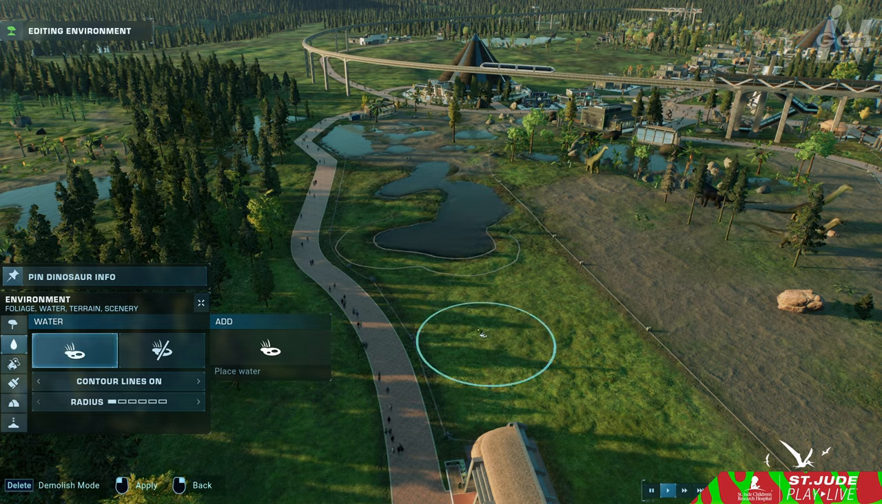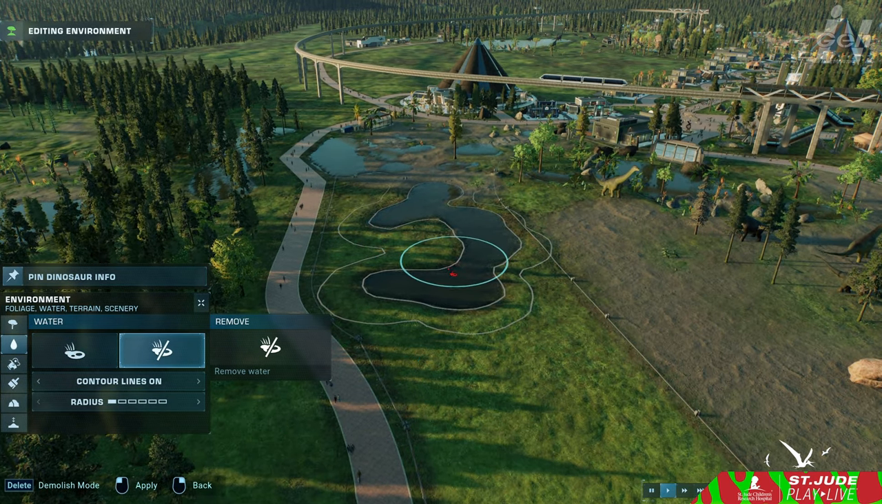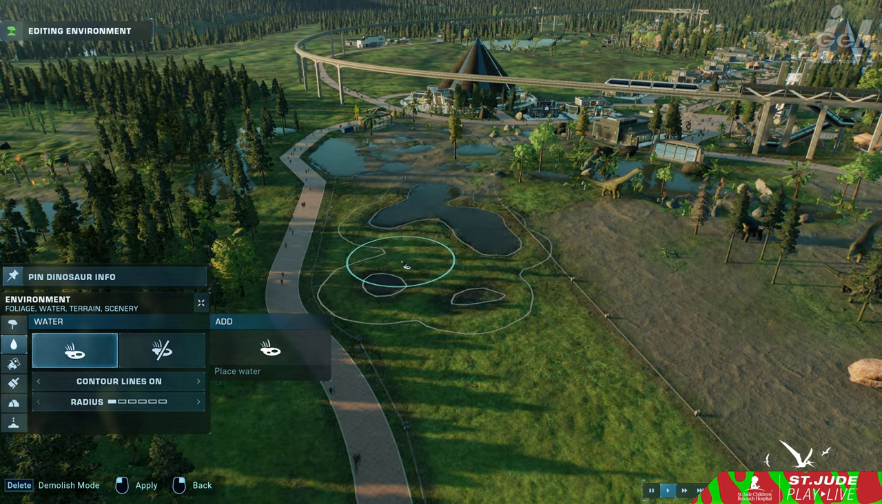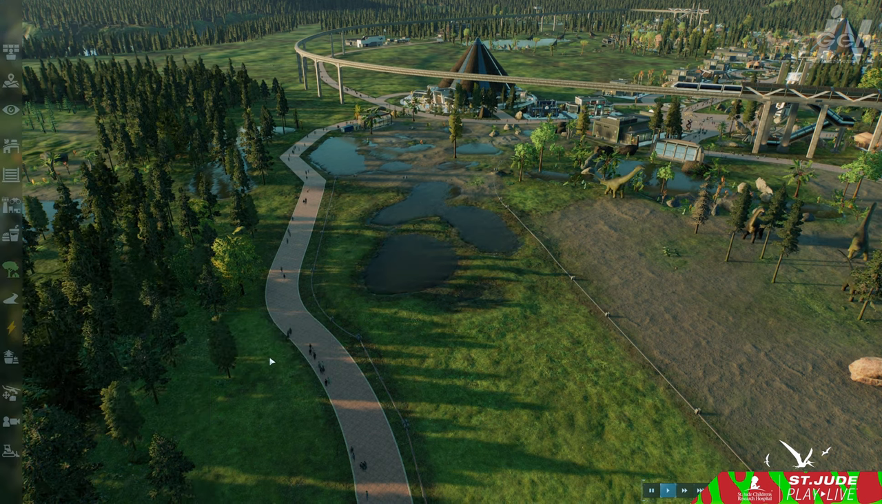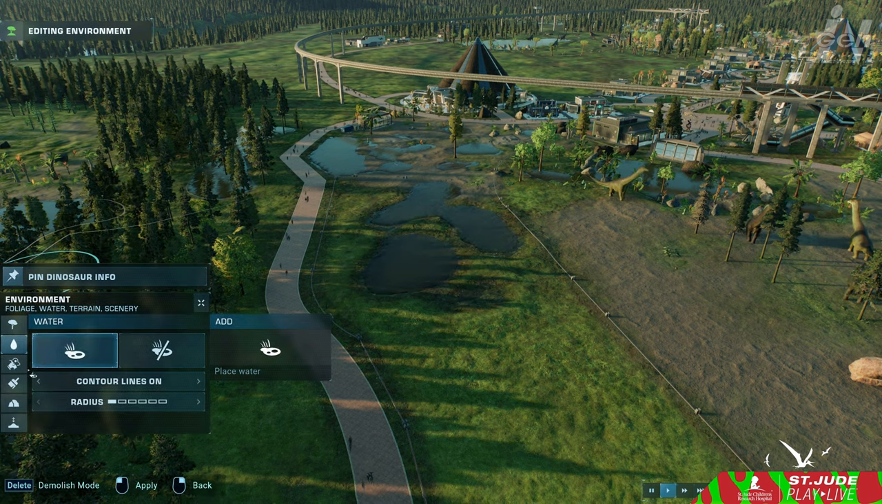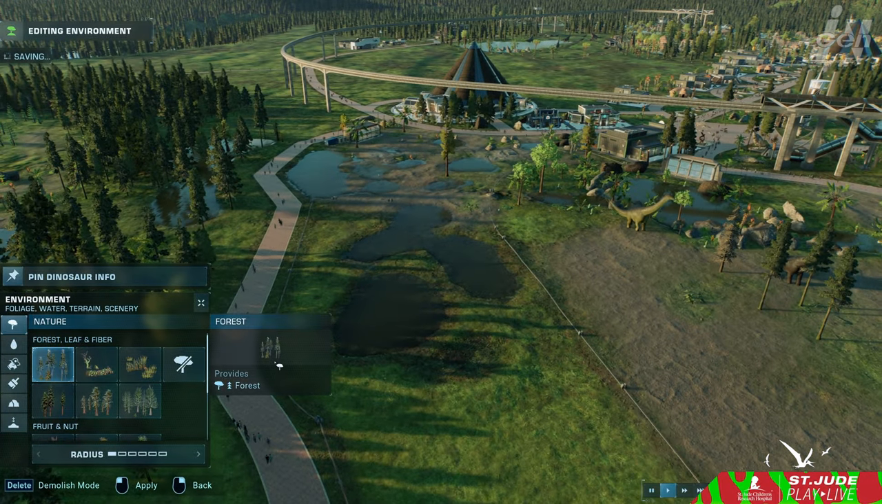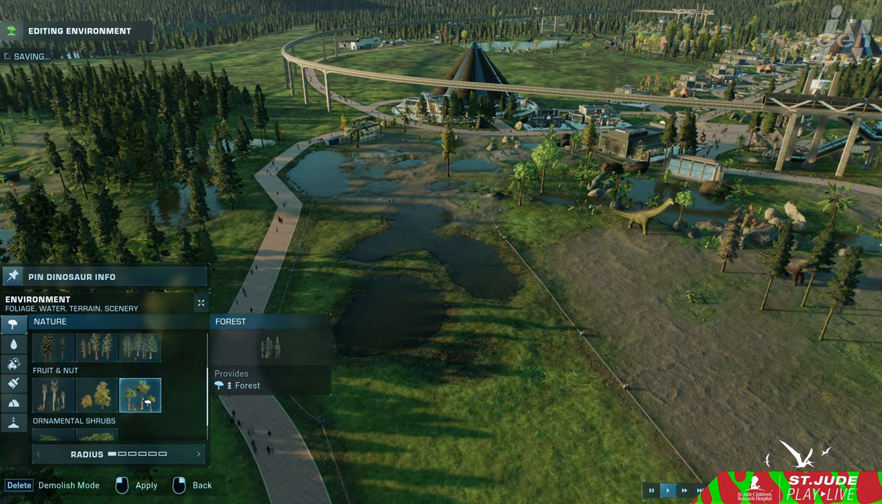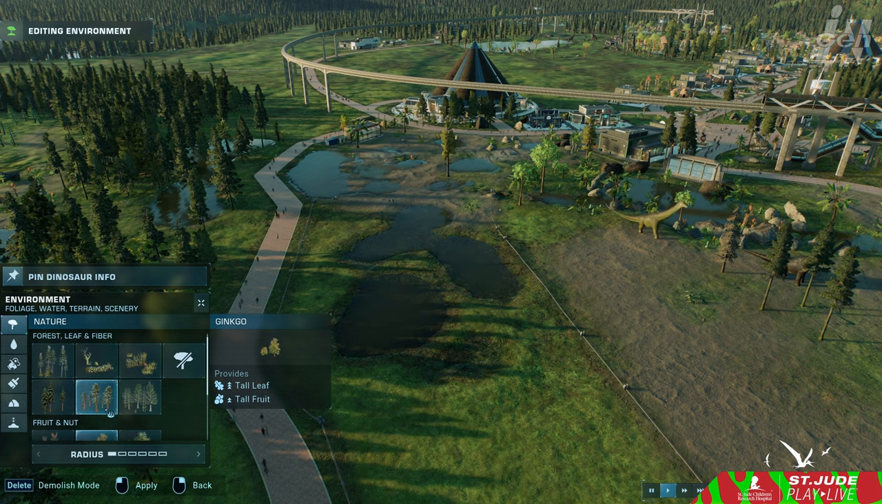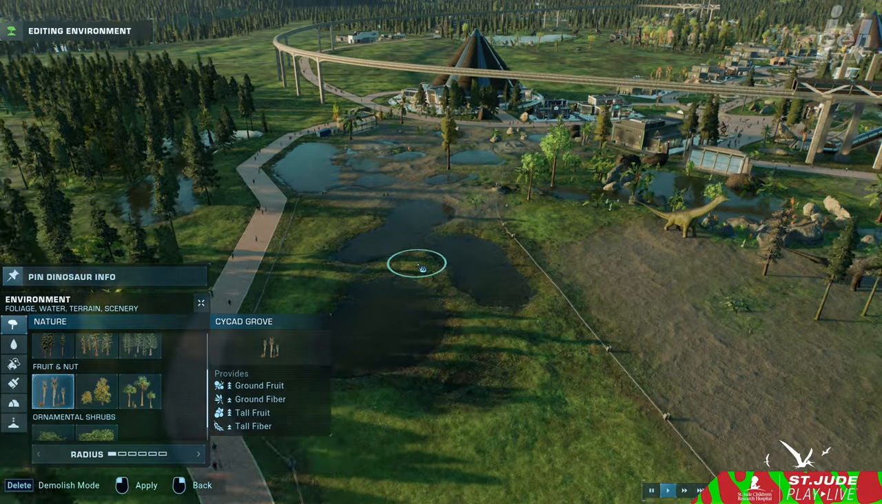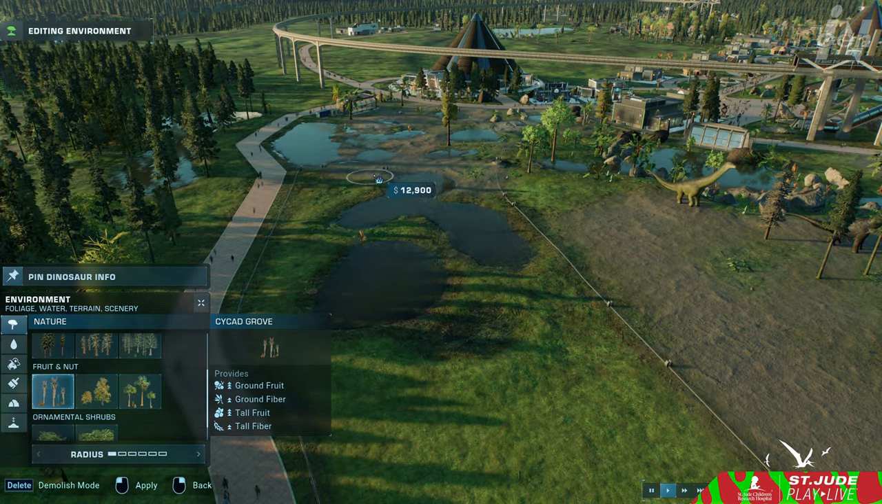Something like that is going to work well. Okay, let's leave it like that. And then let's do very swampy. So we've got cycads to work with. We've got conifers to work with, angiosperms, seed plants, ginkgos. Swampy environment, I'm really thinking cycads. So let's work with some cycads here.